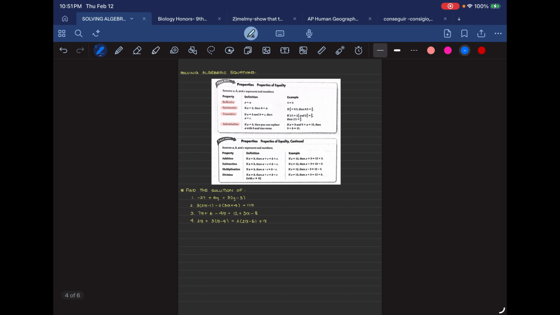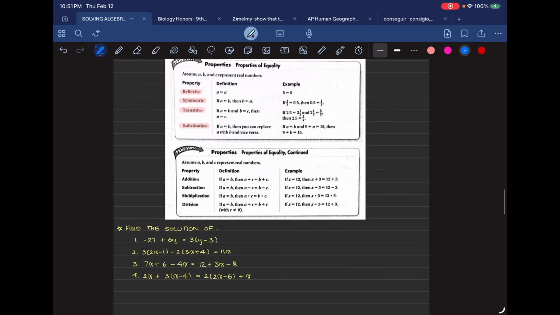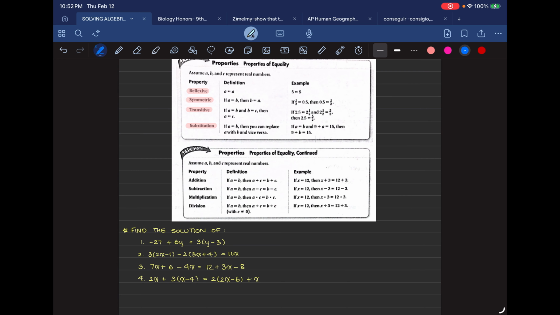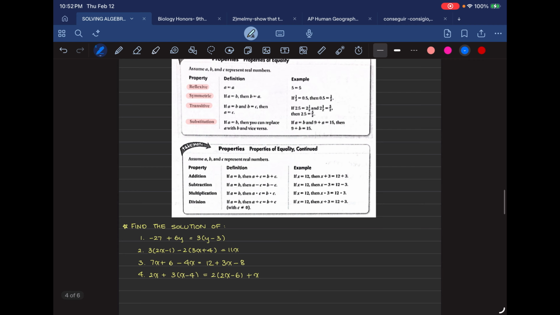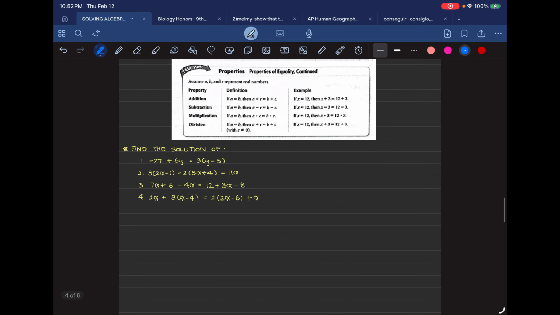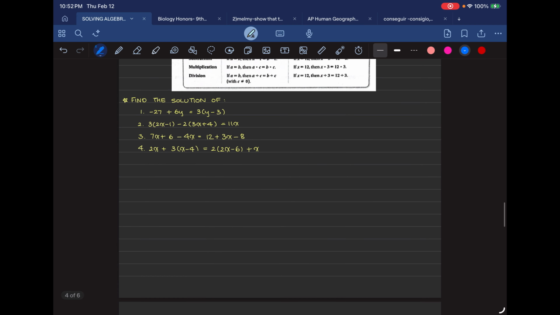Our second lesson is going to be about solving algebraic equations. And there are these properties like reflexive, symmetric, transitive, substitution, which we are going to utilize to solve these problems. Okay, let's look at our first question.